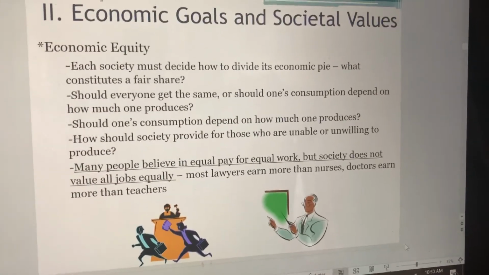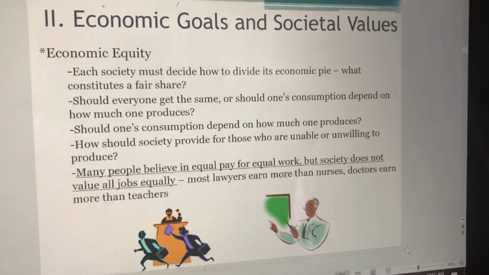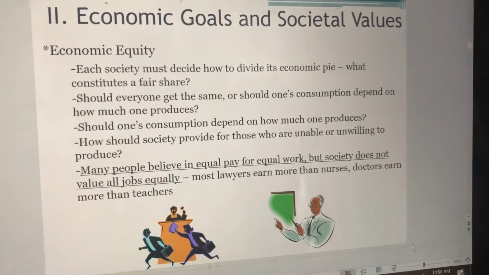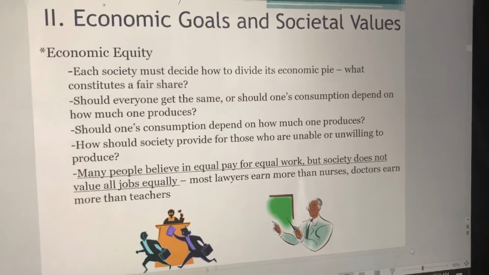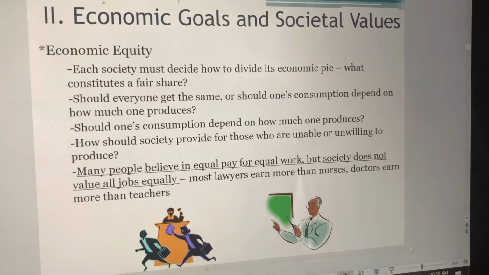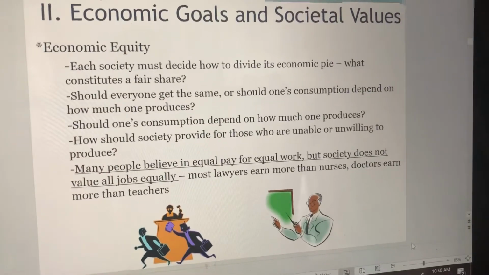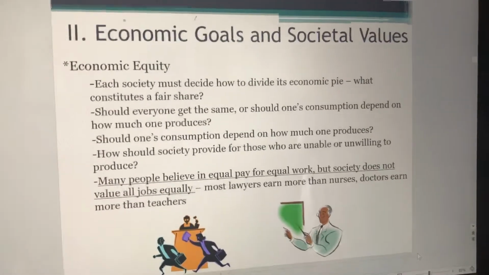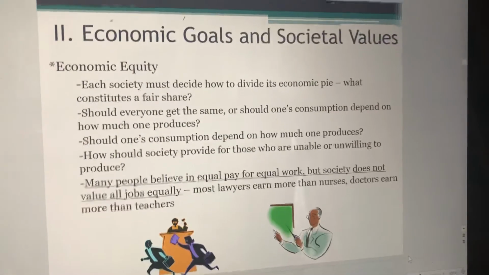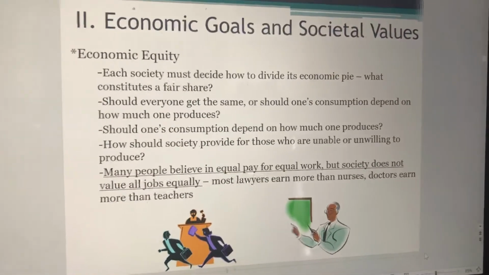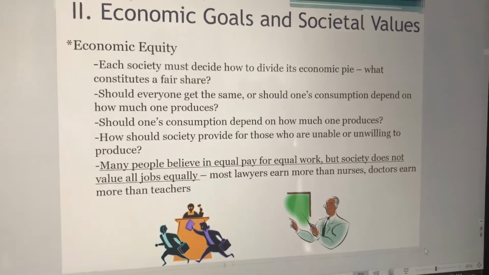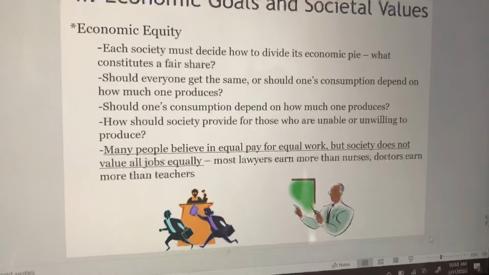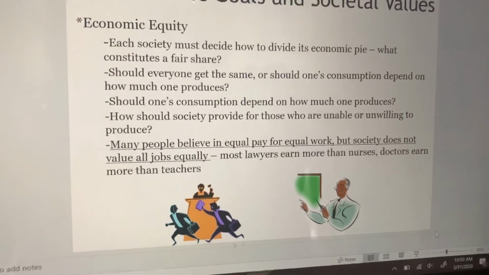Moving on, economic equity as the fourth goal. This has to do with how we divide up our economic pie. So should we all be the same? Should one's consumption depend on how much one produces, right? So that kind of goes back into, should we all be paid the same salary for vastly different jobs, okay? So should doctors make the same as a cashier at Target? We in America don't believe in that, right? That everyone should receive equal pay, right?